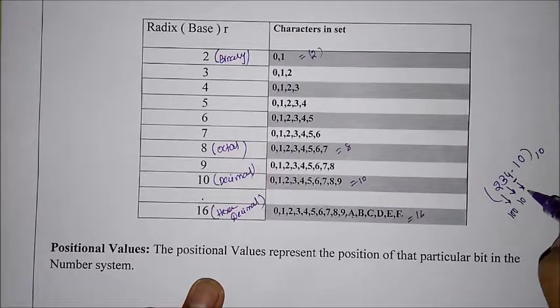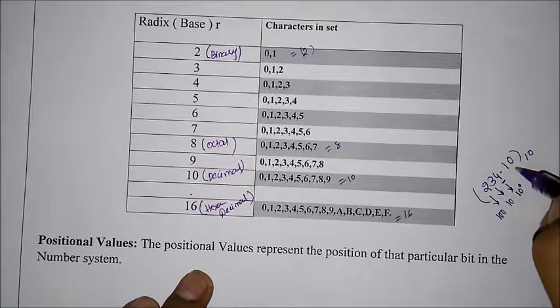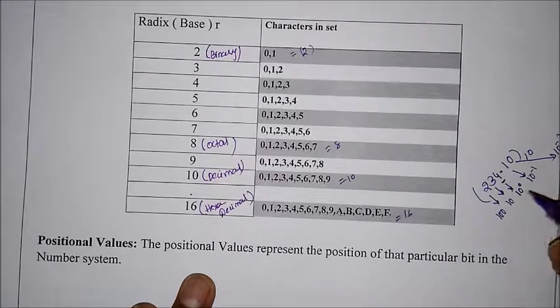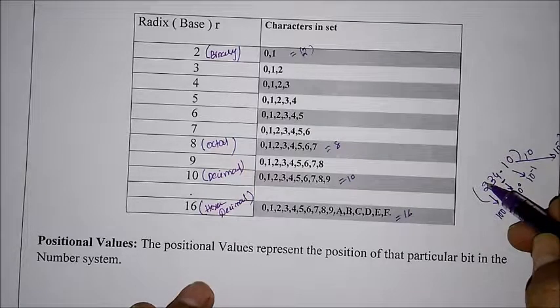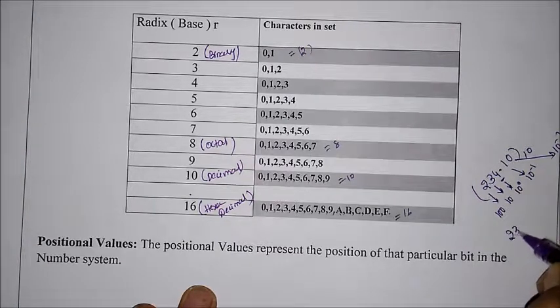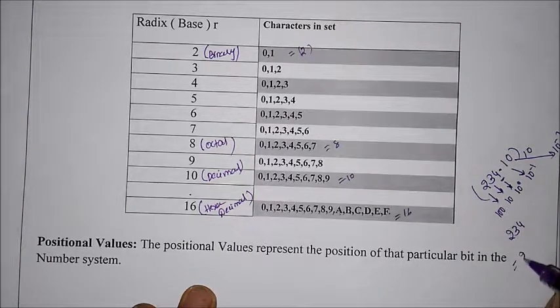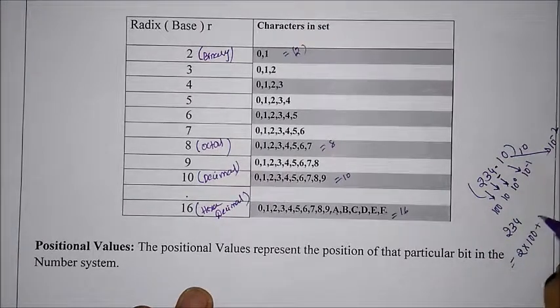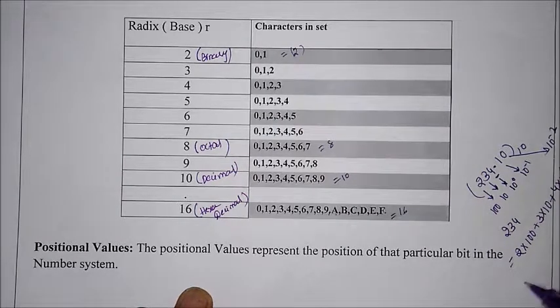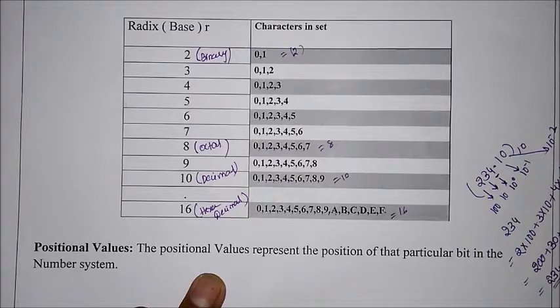100, 10 and the units position, which we call 10 power 0. And coming to the fractional part, the first position is 10 power minus 1, and the second is 10 power minus 2. When these values are multiplied with the concerned number, they give the weight of that particular number. Now how do you get 234? That is 2 into 100 plus 3 into 10 plus 4 into 10 power 0. That gives 200 plus 30 plus 4, which equals 234.